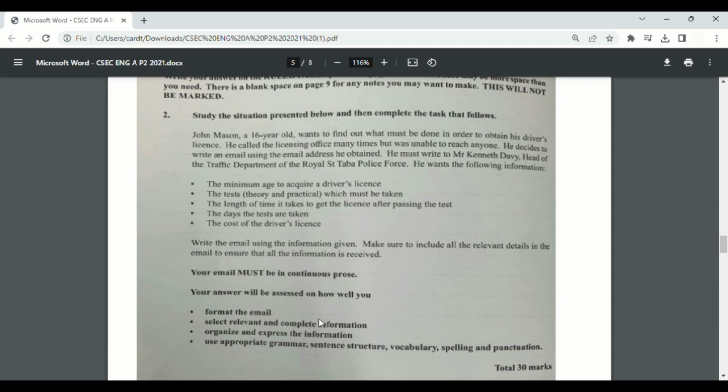So then it says select relevant and complete information. So just answer these questions in the email, and you do the greeting and write it. But you should not write this email like we wrote emails in primary school. This email, you see, is to the head of a traffic department. You cannot write a thank you email. It's a business email, an upper-level email. So you can't just write on the paper and call it a day.